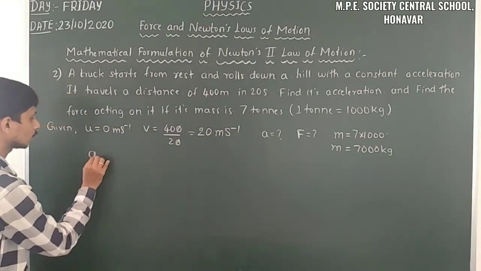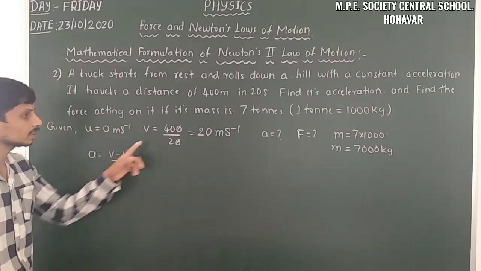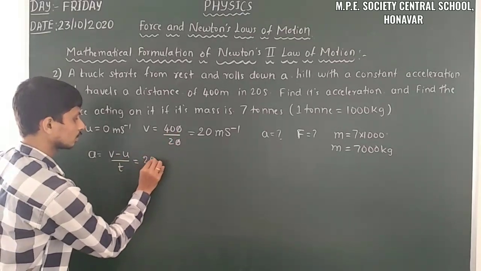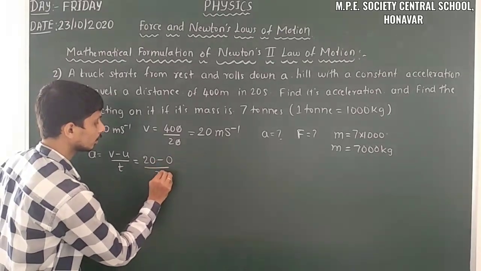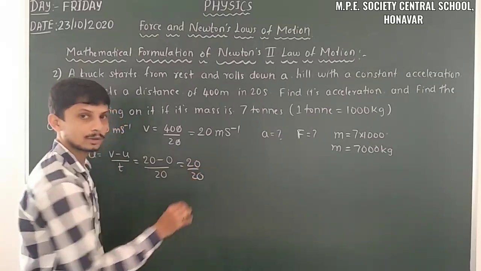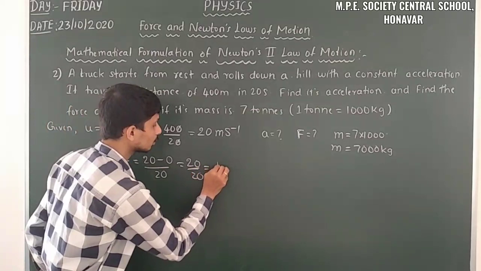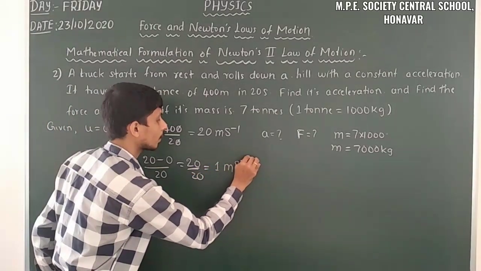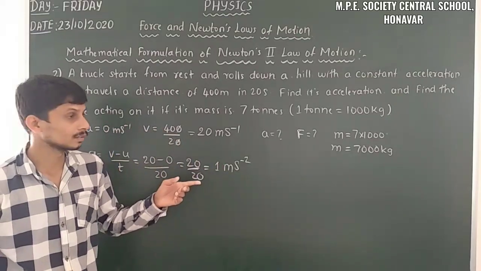So A is equal to V minus U by T. So what is V here? 20 meter per second, minus 0, divided by 20. So that means 20 by 20, which is equal to 1 meter per second square.